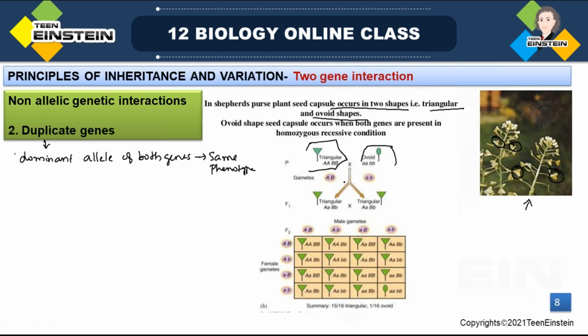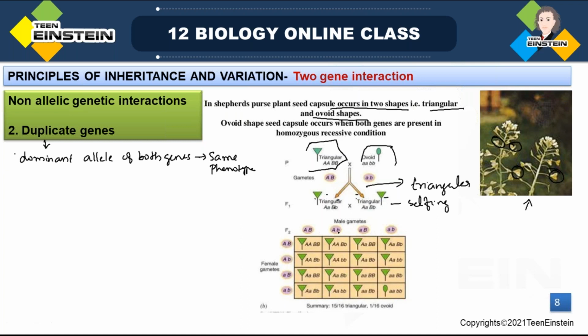In F1, how will it come? In F1, only triangular. According to the Mendelian concept, only triangular forms will come, right? In F1, it will come in heterozygous condition and form triangular forms. These are the F1s. The F1s are allowed for selfing and that forms F2. In F2, you can see triangular capsule and ovoid capsule.